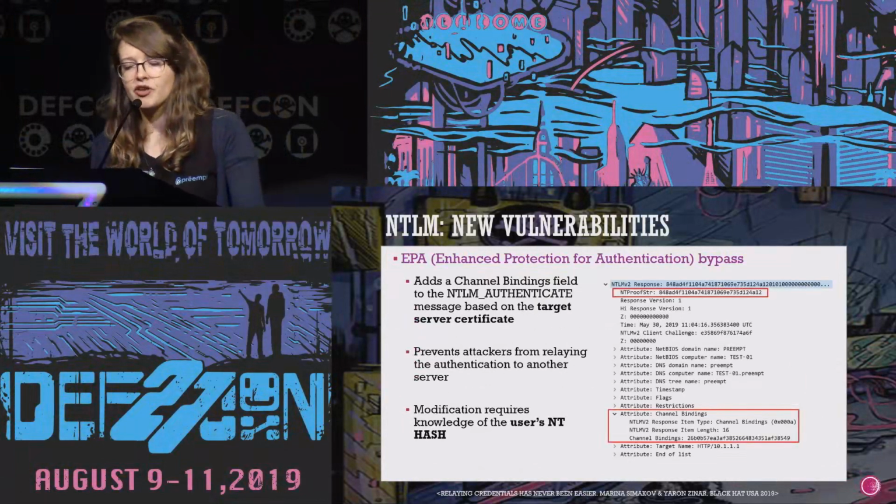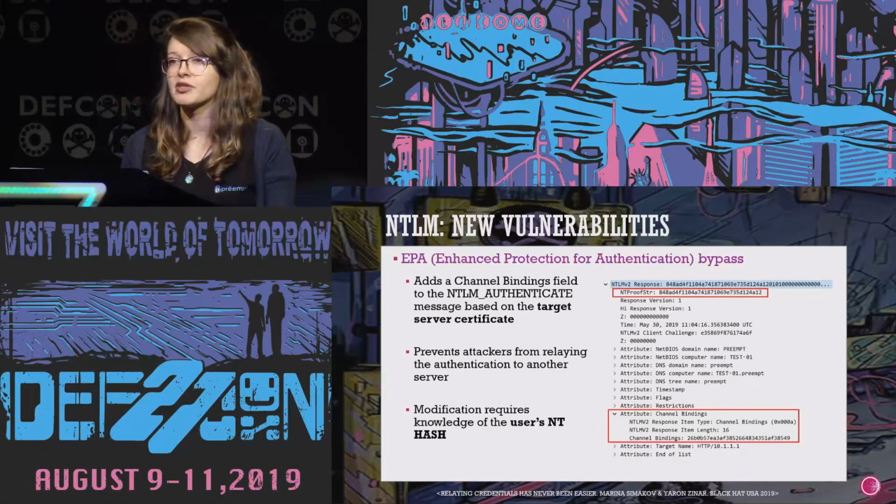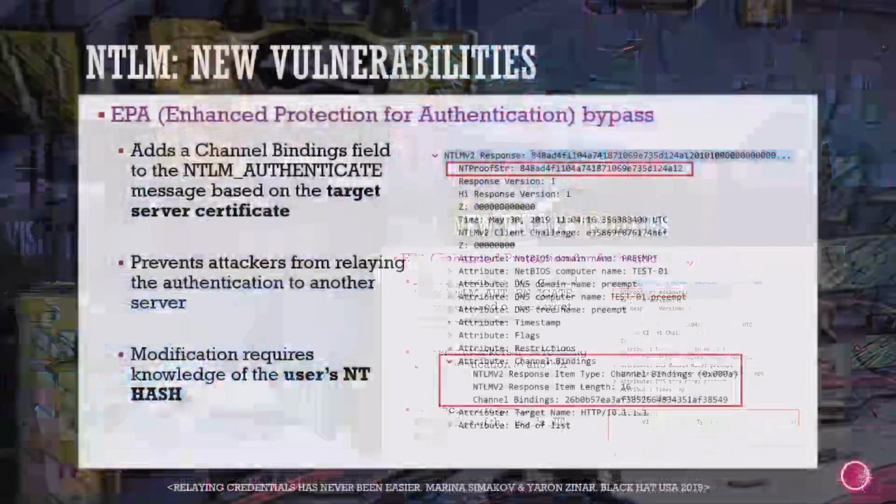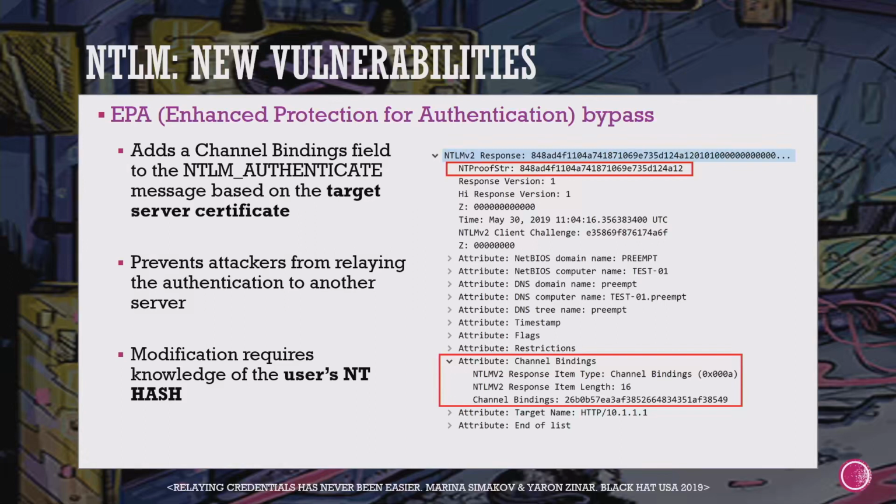The implementation of EPA is by adding an additional field to the last NTLM authenticate message, which is called channel bindings. And this field, as I've mentioned, is based on the target server's certificate. Since attackers would be using a different certificate, they would not be able to relay this message to another target which enforces EPA. What they might try to do is modify this field. However, that would not be possible because this field is also signed using the user's password hash. Attackers have no knowledge of that hash and would not be able to modify this field. So we cannot tamper with the NTLM authenticate message.